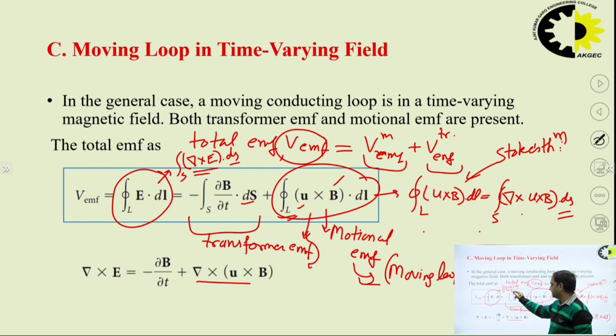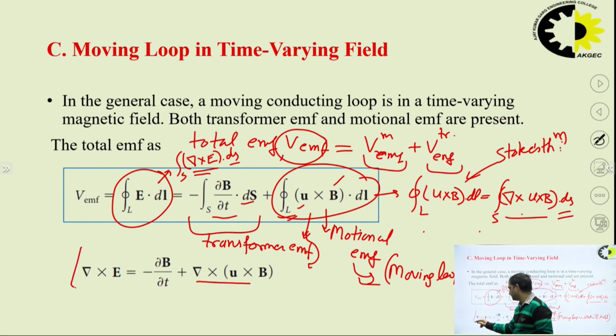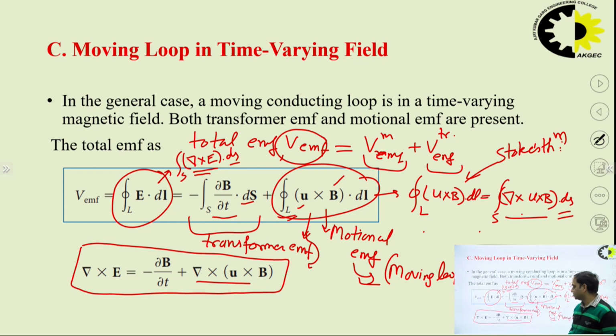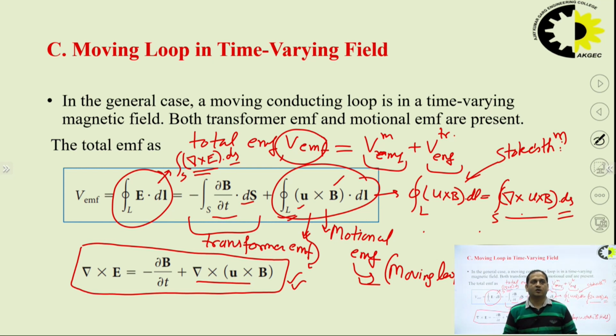So what will we get? We will get del cross E is equal to minus del B upon del t plus del cross u cross B. So this is the case of the total EMF in the case of the moving loop in the time varying B field. I hope these three cases are clear to all of you, and these three cases are very important from the exam point of view.